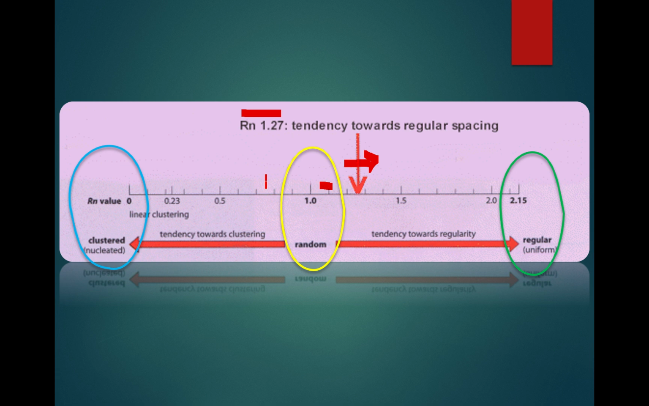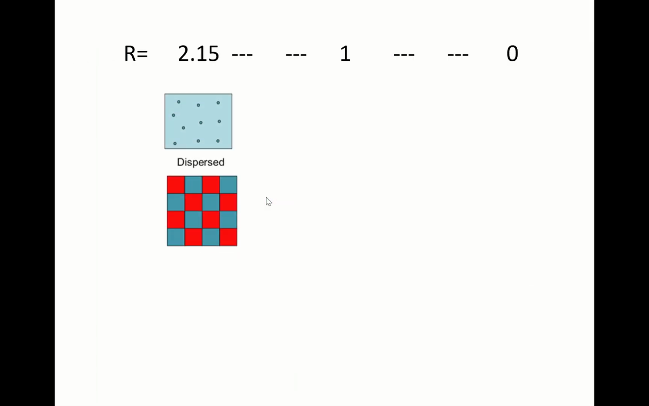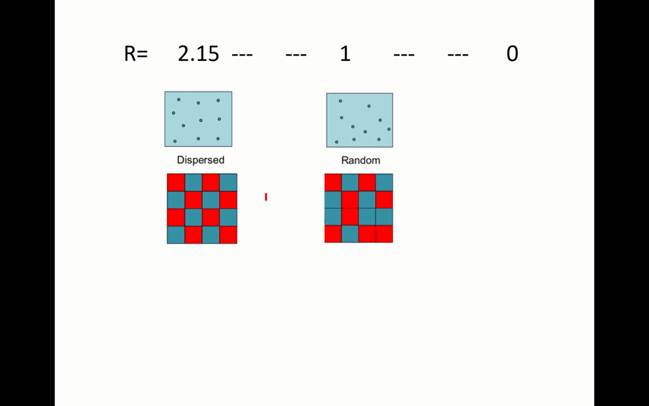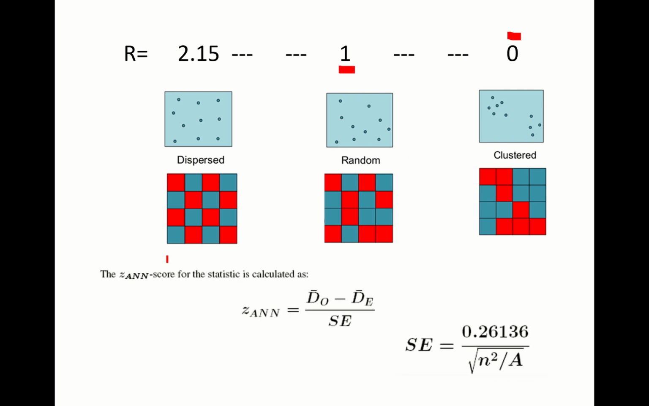Oppositely, if we had an ANN of 0.8, it would be close to random, but it would be verging towards clustering. So again, the way we can visualize this: with an ANN of 2.15, we're dealing with a very uniform or dispersed data set. An ANN of 1 means there's no rhyme or reason to our spatial makeup. We're dealing with a random data set. And then if we have an ANN of 0, that means we're dealing with a highly clustered or spatially autocorrelated data set.